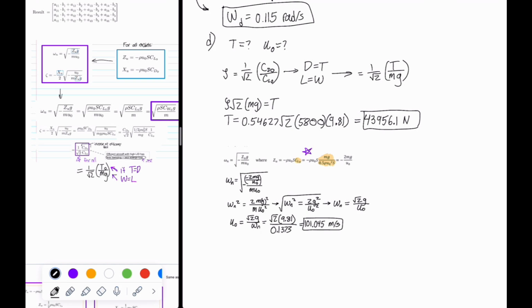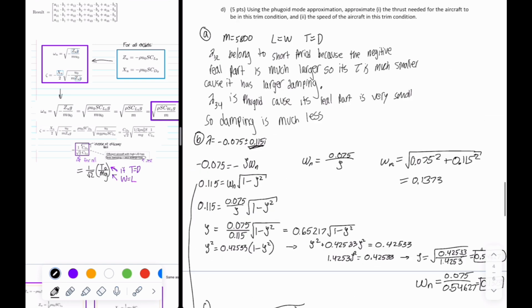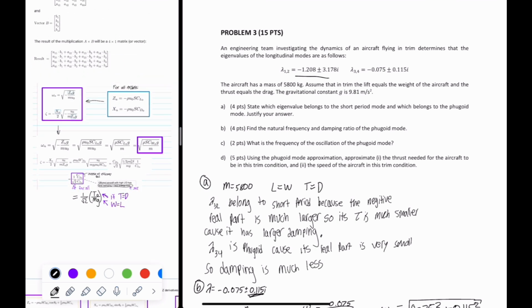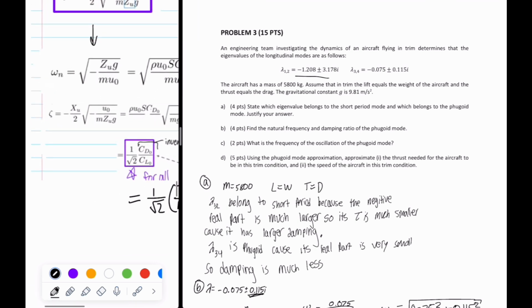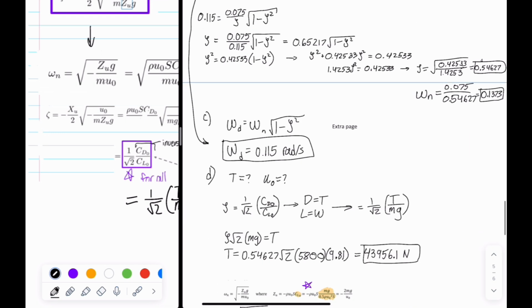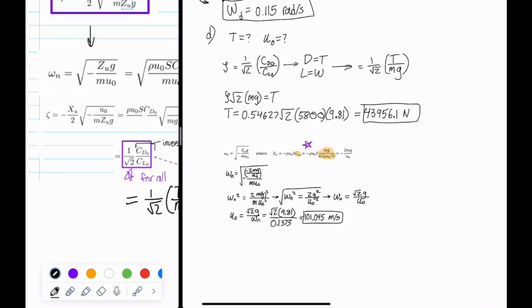Okay, so for part D, we want to use the fugoid mode approximation to approximate the thrust needed for the aircraft to be in this trim condition and the speed of the aircraft in this trim condition. So on the left here, you can see in the notes, this is not on the equation sheet, but I recommend remembering these equations because they're super helpful. This one specifically, the damping ratio equals this. So that's what I'm using here.